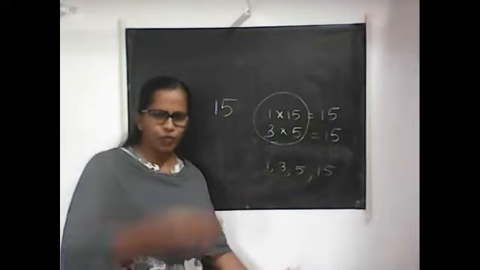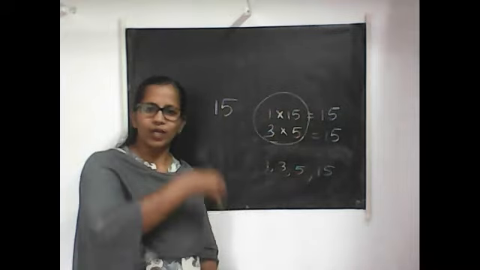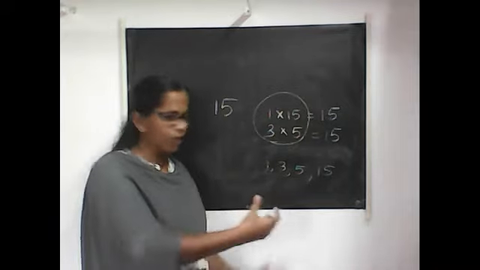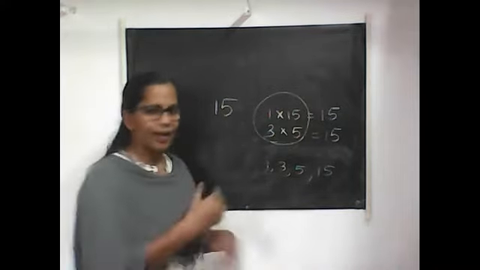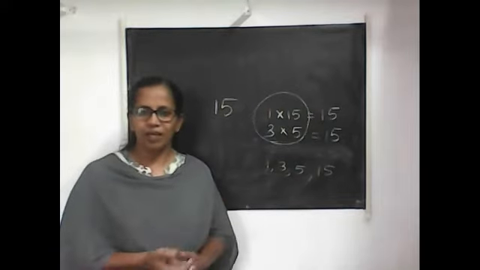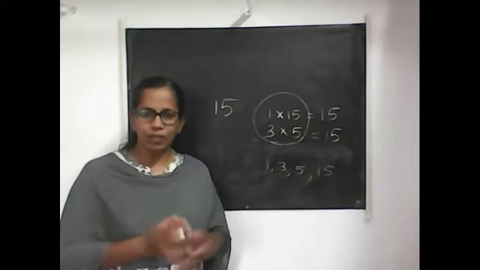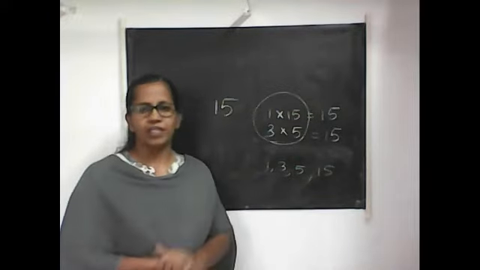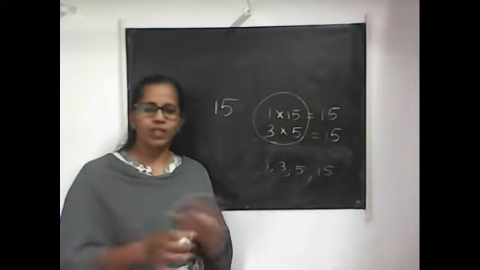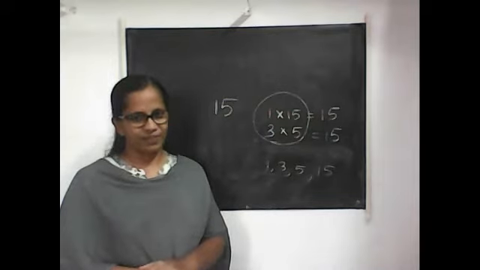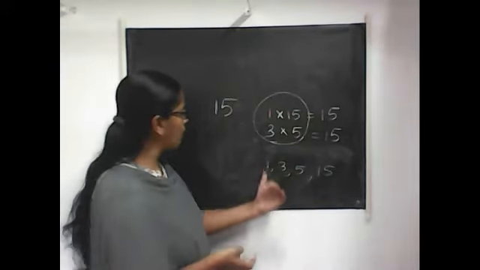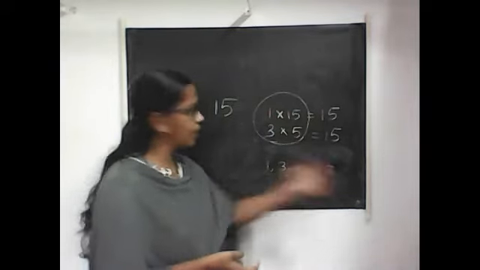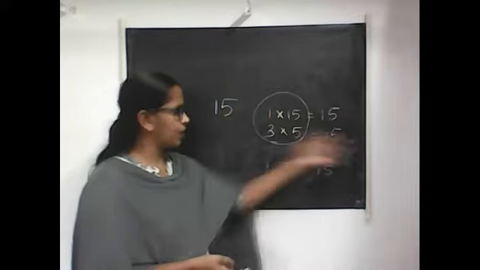Understood? Same way, what are the ingredients used to get tea? We can connect that one to this topic. The factors of 15 means the combination of numbers that can be multiplied to get the product as 15. Then all those numbers are factors. Right? Okay. So 1, 3, 5, 15 are the factors of 15.